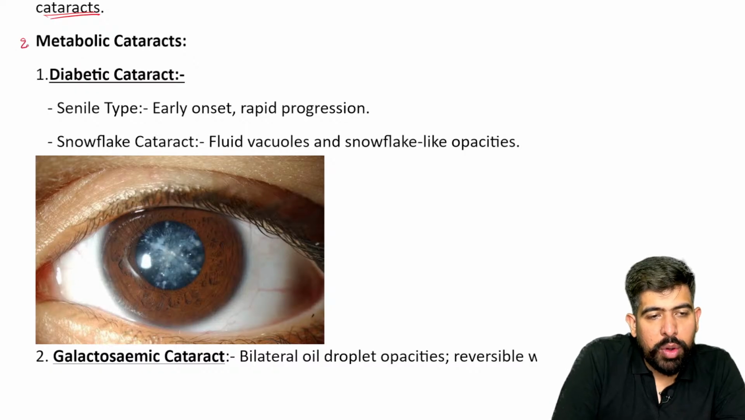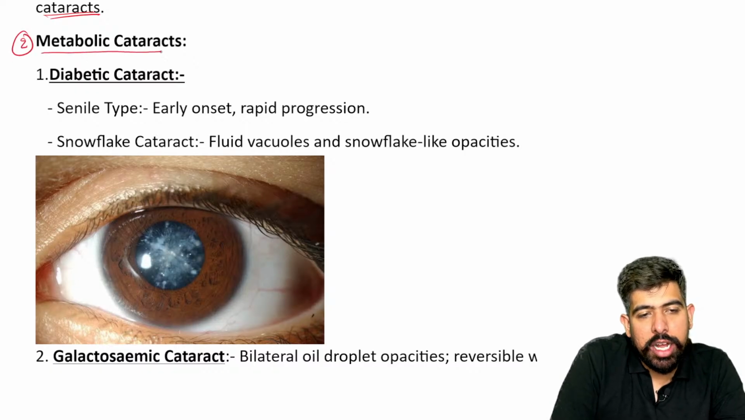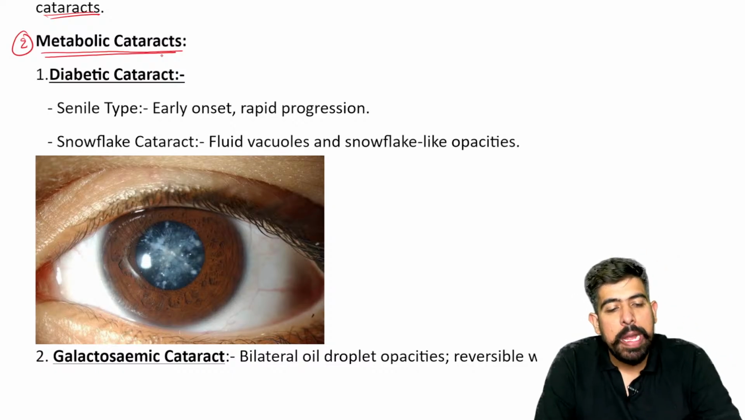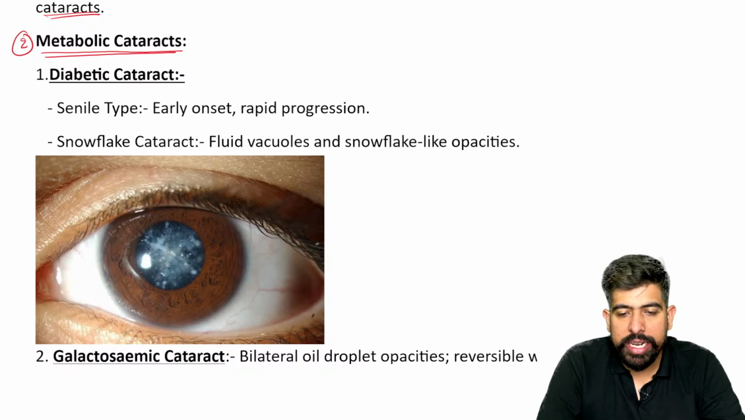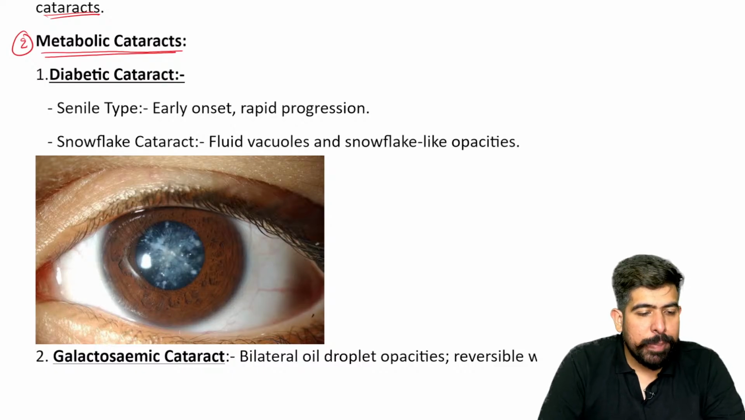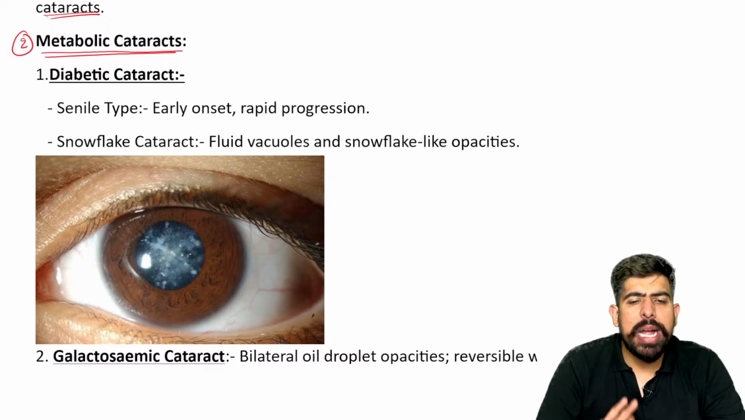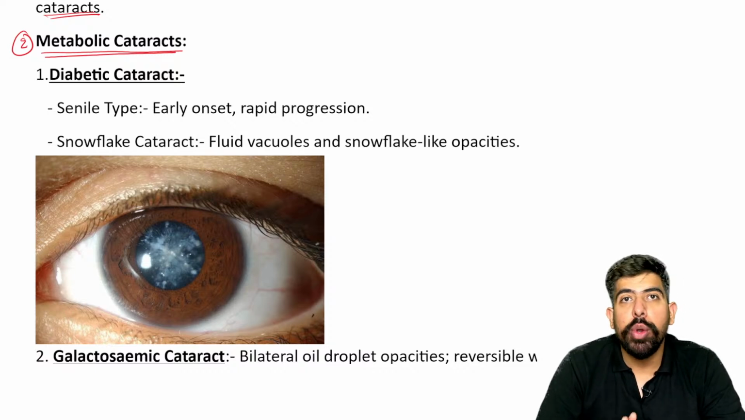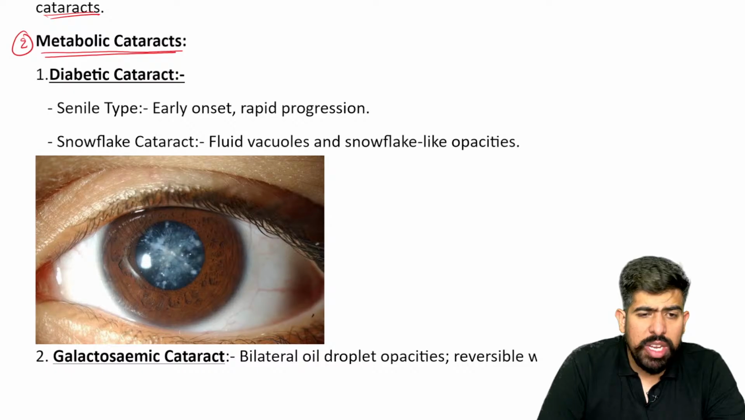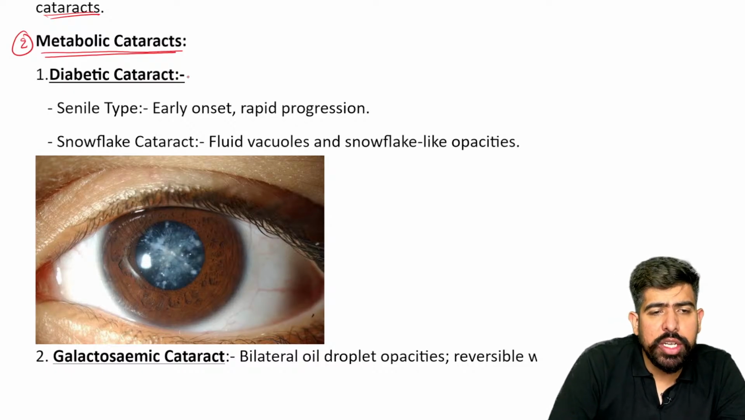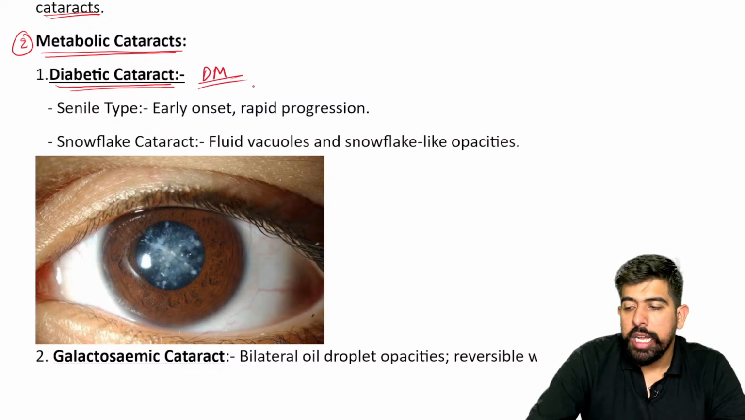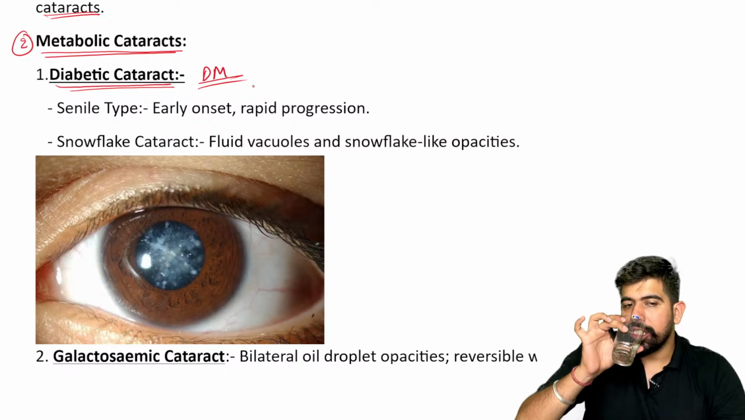Now, moving forward, we completed the senile cataract. Now we are moving forward to the next type of cataract, which is known as metabolic cataract. By the name only you understand: some metabolic diseases are present which will cause the cataract. Starting with the first one, the diabetic cataract. Of course, the patient is having diabetes mellitus.